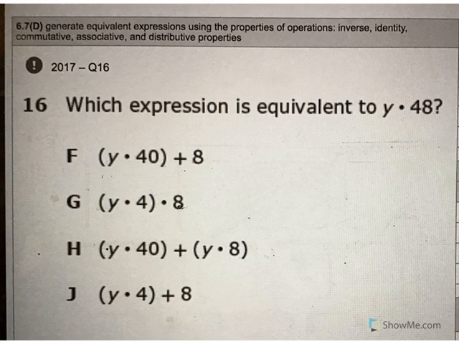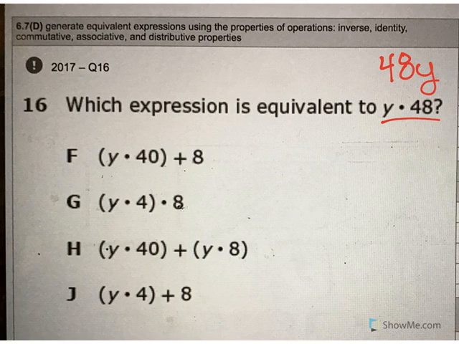All right. 2017 test, which expression is equivalent to y times 48? Y times 48. Okay, so before I look at my answers, I'm going to solve this. Or not solve it. I can't solve it. I don't know what y is going to equal, but I can simplify it. What that means is carry out the operation and see what I get. I know y times 48 is, I'm going to write it above it, 48y.